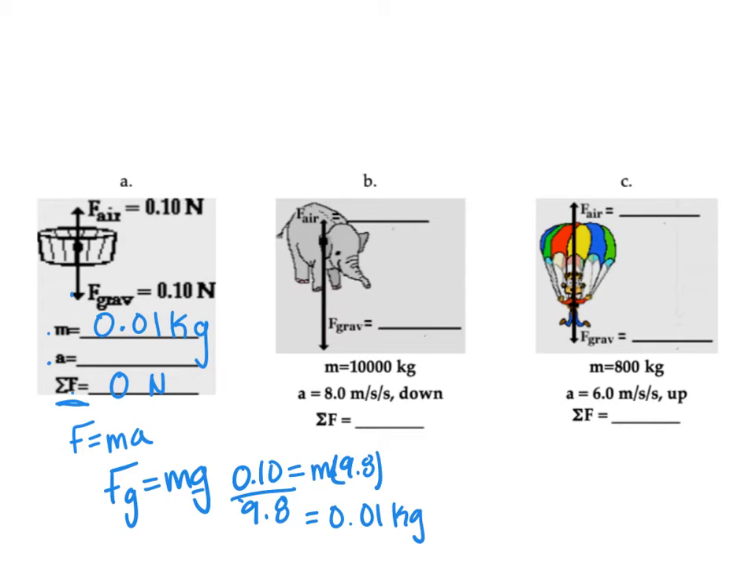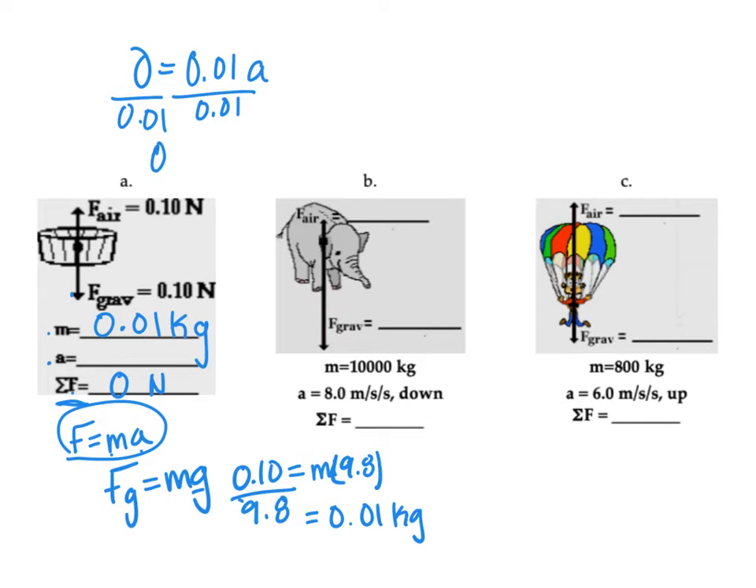Then the last thing to find here is our acceleration. You are going to go back to this F equals ma formula. You now have the net force and you have your mass, so you can solve for acceleration. Your net force is 0, your mass is 0.01, and you're solving for acceleration. You would divide both sides by 0.01, which ends up being 0. So anytime your net force is 0, your acceleration will also be 0. All right, so moving on to question 2.